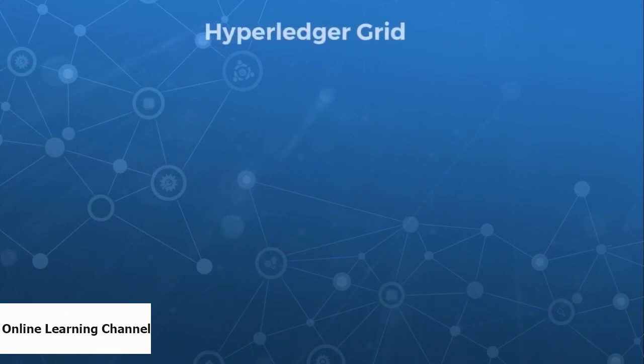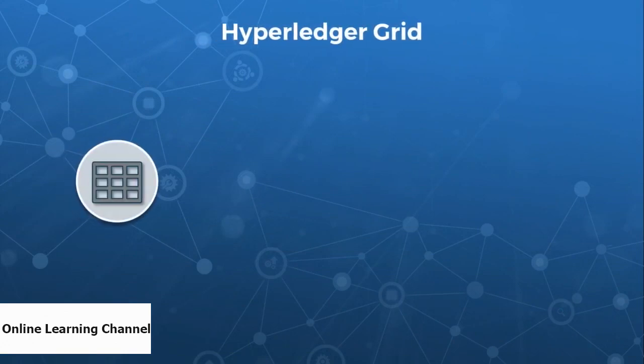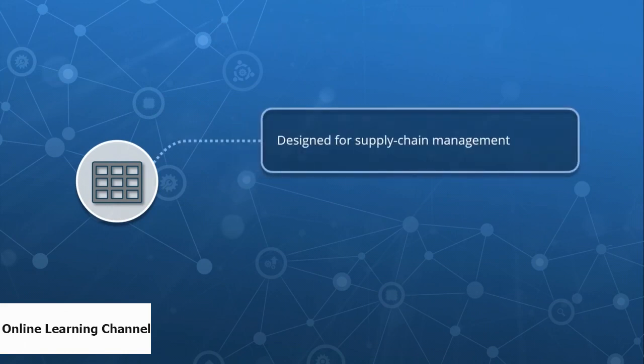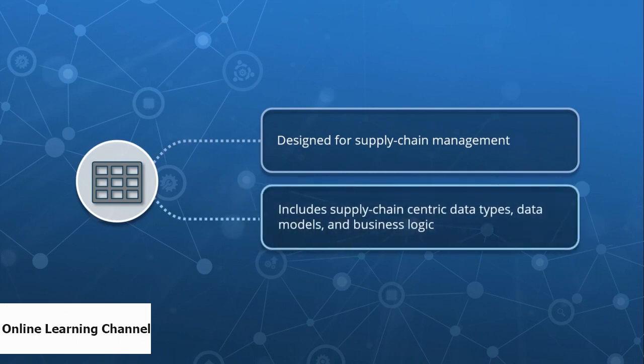Which moves us along to Hyperledger Grid, and this is a framework which has specifically been built with supply chain management in mind. This is why Hyperledger Grid provides data types, data models, as well as overall business logic which are specifically suited to the task of supply chain management.